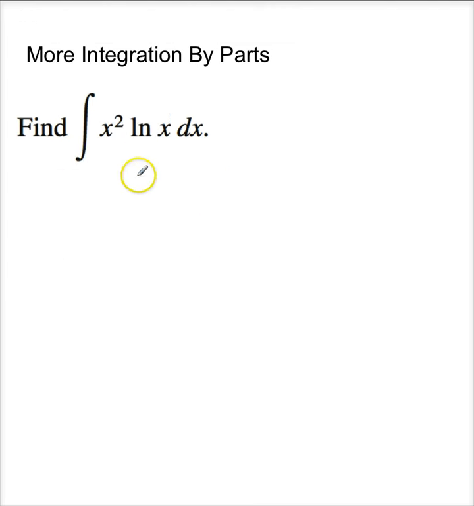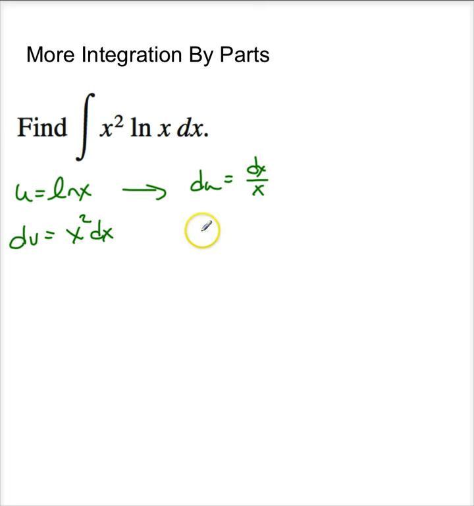Now, in this case, you might be thinking you want to let x squared equal u and log x dx equal dv, but I can't integrate log of x. So since I can't integrate log of x, I'm going to let u equal the log of x. And that leaves dv being x squared dx. Now, the derivative of u, when I find du, is going to be dx over x. And now I have to integrate this term. v is x cubed over 3.